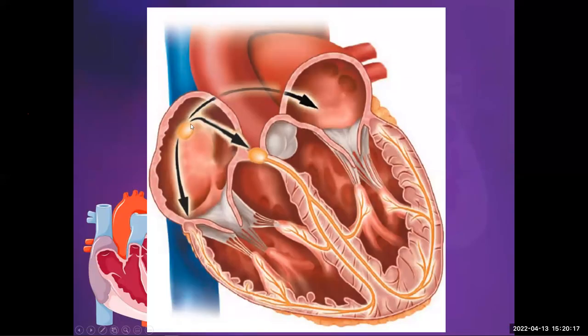If you look at it here, this is the SA node located in the right atria. It initiates that impulse, and the impulse passes to other parts of the heart. This here is the AV node, the atrioventricular node. It goes down the bundle branch to the Purkinje fibers, and ultimately it covers all of the cells of the heart. So this impulse, which is initiated in the SA node, spreads throughout the heart and causes it to contract and relax. And you get what we know as a heartbeat.